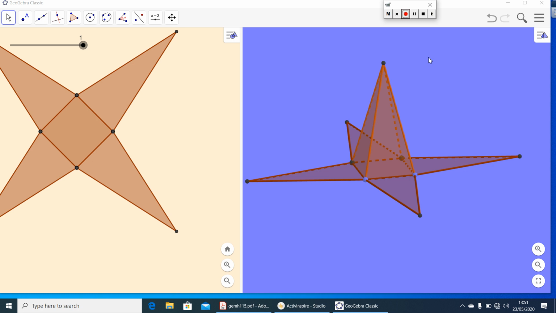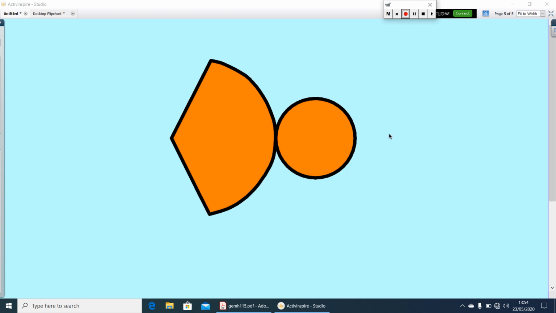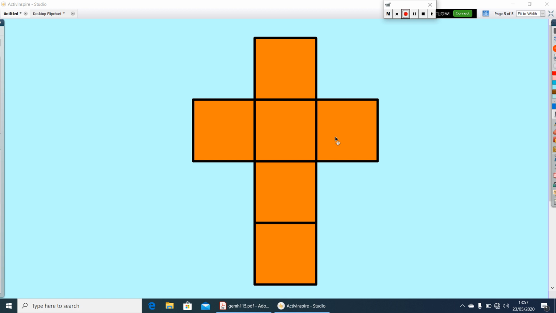Now I will show you some nets. Can you identify the solid shapes of those nets? This is a net of a solid shape. Yes, it is a cylinder. What about this? This is a net of a cone. What about this? Yes, it is the net of a cube.